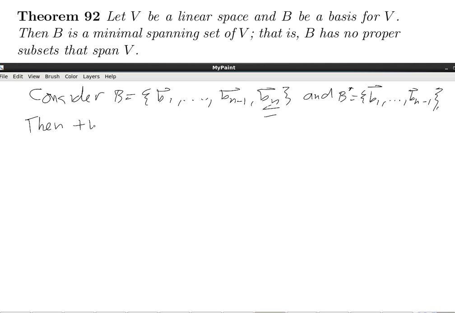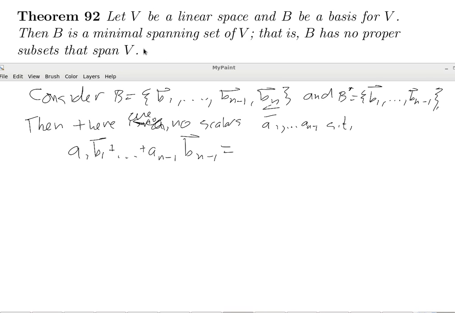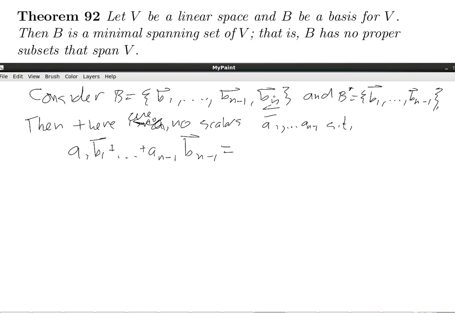Then there are no scalars A1 up to An minus 1 in R such that A1 B1 plus ... plus An minus 1 Bn minus 1 equals Bn. This question is about proper subsets that span V. B prime is a proper subset. I threw out Bn. So I have a proper subset. If I don't have Bn, I'm going to show that you can't make Bn. It's impossible to make Bn.